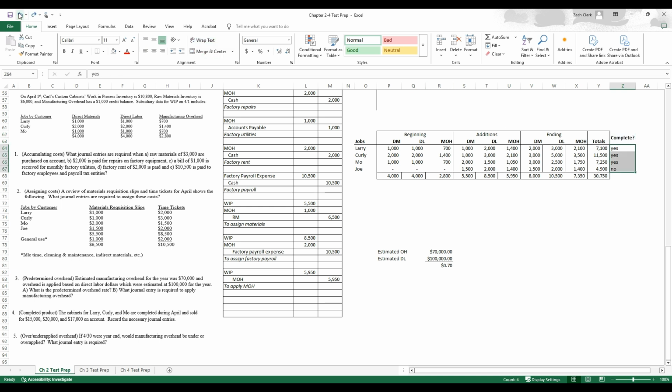You know what? Actually, I'm just going to leave that. I'm going to say complete, and then I'm going to say sold, because it could be completed and still in finished goods. So let's see what it tells us. Okay, so all 3 cabinets were completed, and all 3 were sold. So yes, yes, yes, and no. So this one's still in WIP, and all 3 of these are sold.